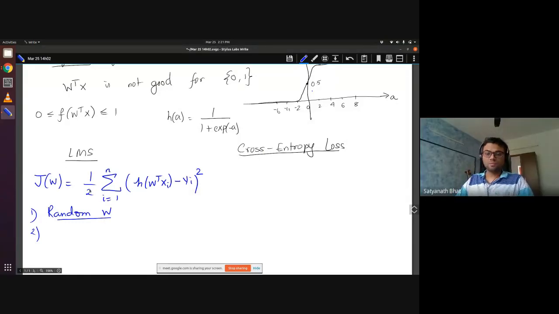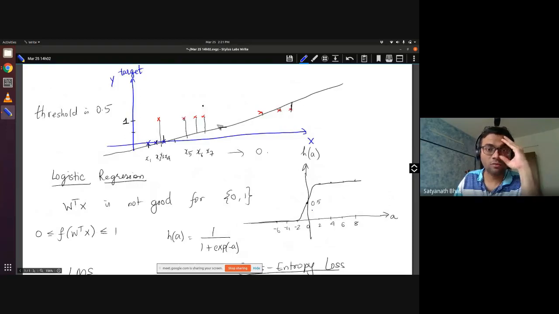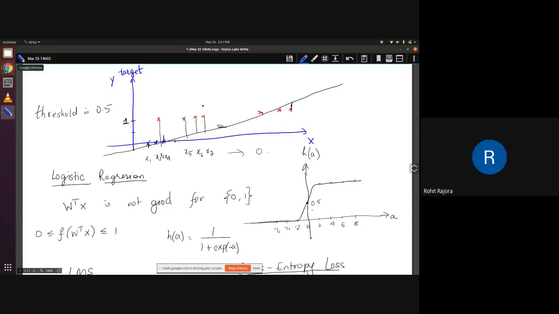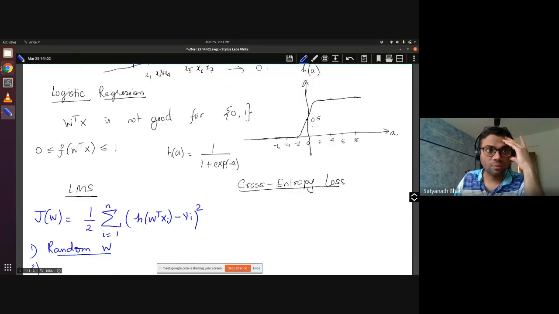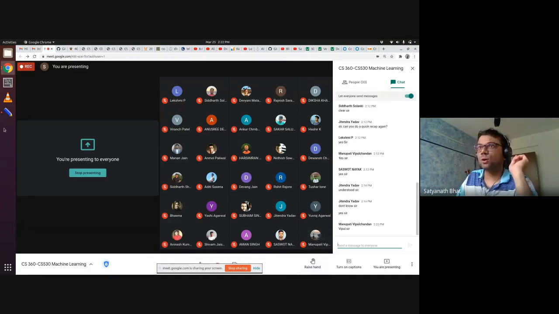So do you understand the question? Yes, sir. So did you understand this problem? What is happening if you use linear model for classification? Rohit? Yes, sir. Okay, so all right, so let me ask someone else. Okay. Manupati, I don't know what I should call. Vipul, do you call yourself Vipul? Yes. Vipul, okay, Vipul, do you know how to answer this?